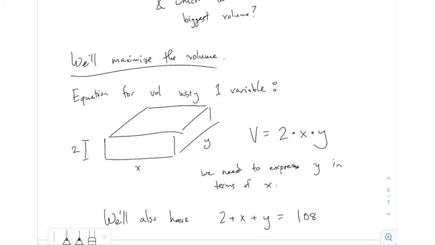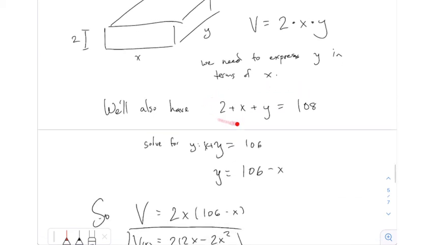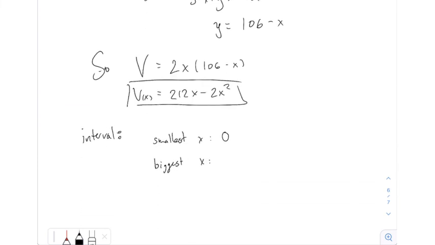There is another thing which limits how big the x could be. If you look at this, 2 plus x plus y has to add up to 108. So based on this formula, the biggest the x could possibly be would be 106. That would be if the y was 0. Then the x could be 106, but no more than that. So the biggest x is 106.